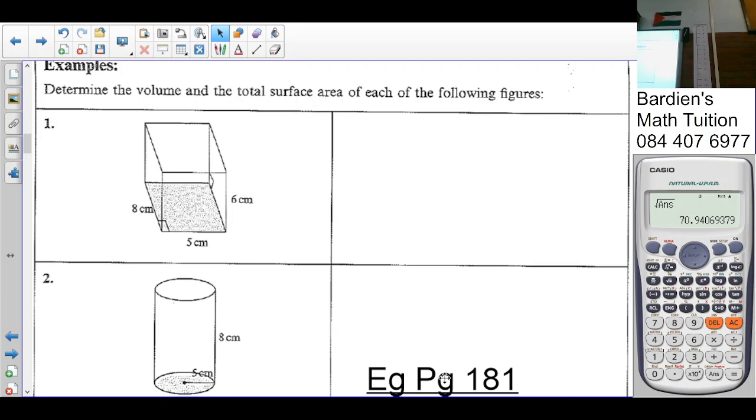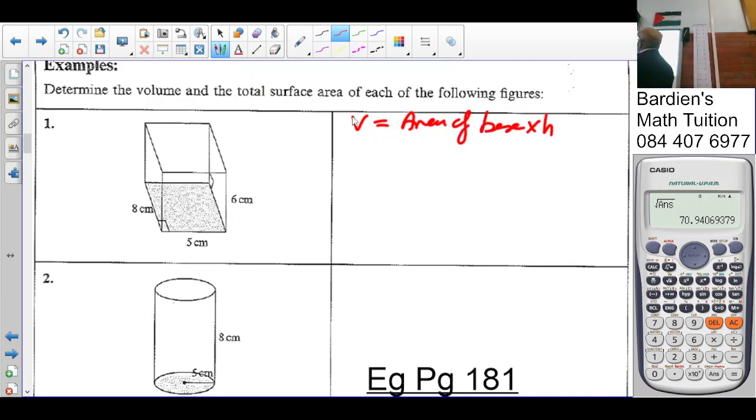So the first shape is a triangular prism, rectangular prism, right? The question is to determine the volume and the total surface area. How do you calculate the volume of the right prism? We say area of base times height. So what type of shape is this base?